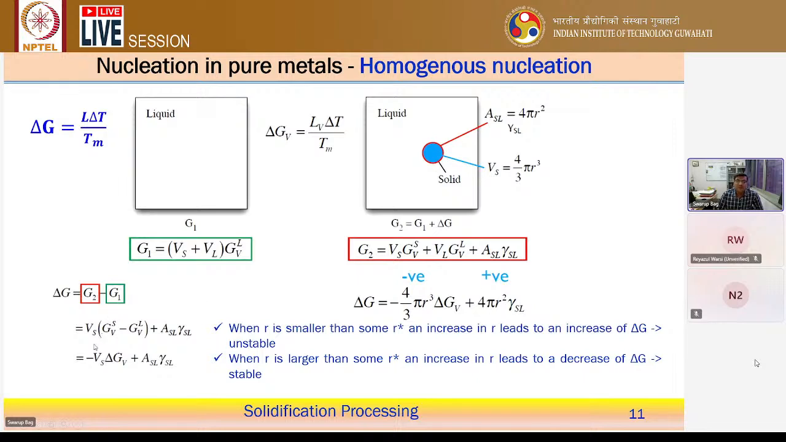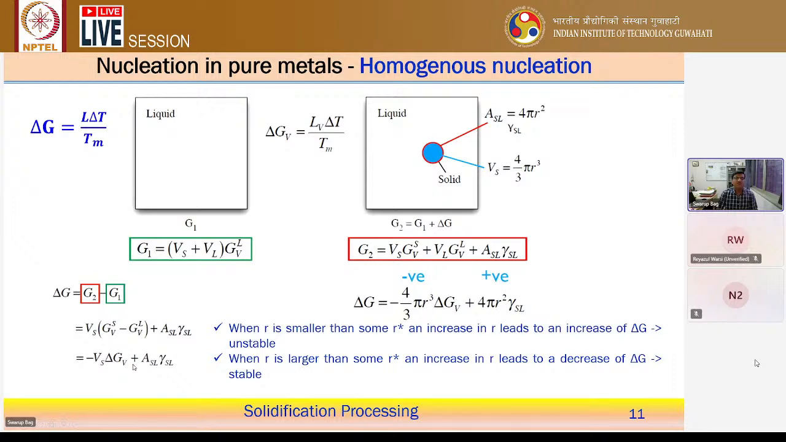Then we can find out ΔG = Vs·GVS − GVL + ASL·γSL. So GVS is the solid phase free energy and GVL is the liquid phase free energy. The change, ΔGV, corresponds to a negative value, the free energy change between the liquid and solid phase. From there we can find out that the free energy change should be negative here.